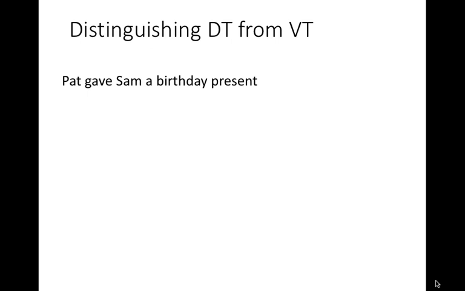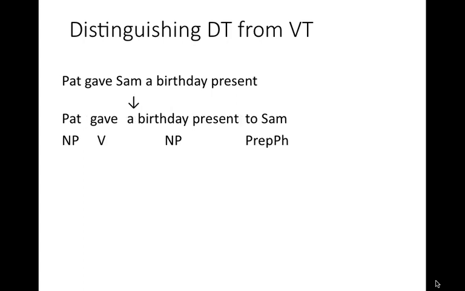Let's talk about distinguishing ditransitives from VT verbs, one place transitives. We have seen that if you have a ditransitive as give in Pat gave Sam a birthday present, we can take the indirect object, in this case Sam, and put it in a prepositional phrase. Now we end up with this order of elements: a subject noun phrase, of course, a verb after it, then a noun phrase, and a prepositional phrase at the end.